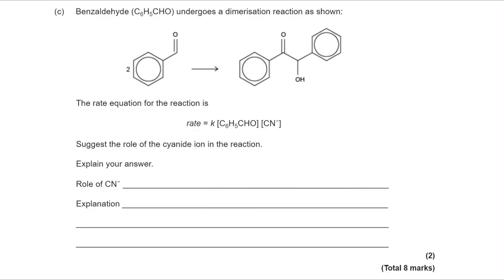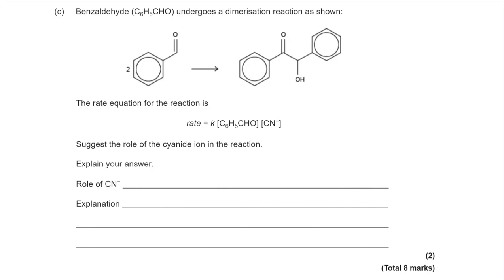Moving on to part C, and we've got a big aromatic section now. So a big section, 2 marks. Benzaldehyde undergoes a dimerization as shown below. The rate equation for this reaction is provided. Suggest the role of the cyanide in the reaction.